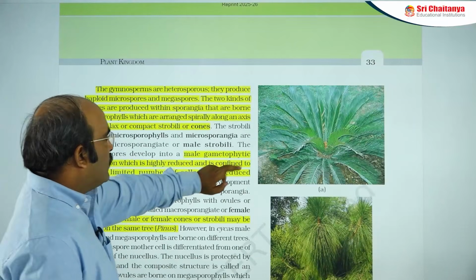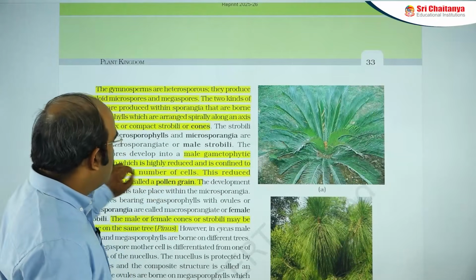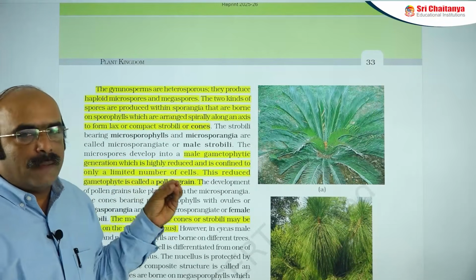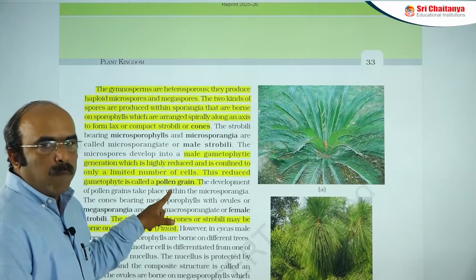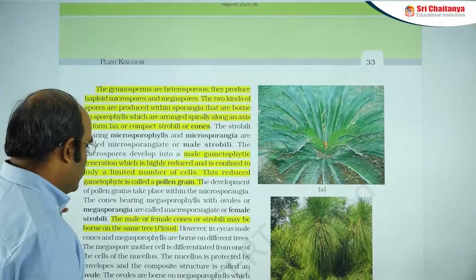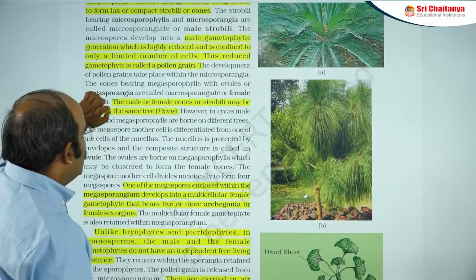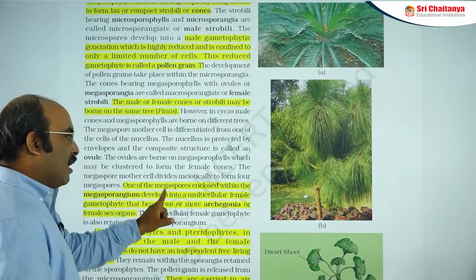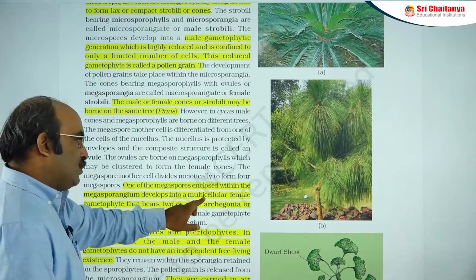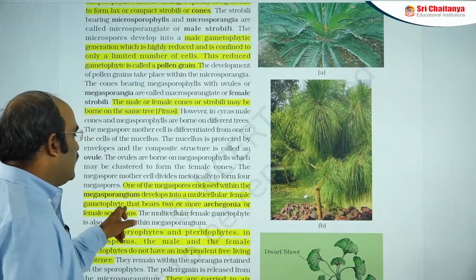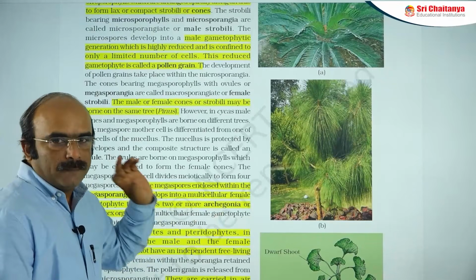And the male gametophytic generation is highly reduced in any gymnosperm, and it is represented by a limited number of cells that could be highly reduced and called pollen grain. That is very, very important. And the other one is, you could notice that the megaspores enclosed within the megasporangium develops into a multicellular female gametophyte that bears two or more archegonia.